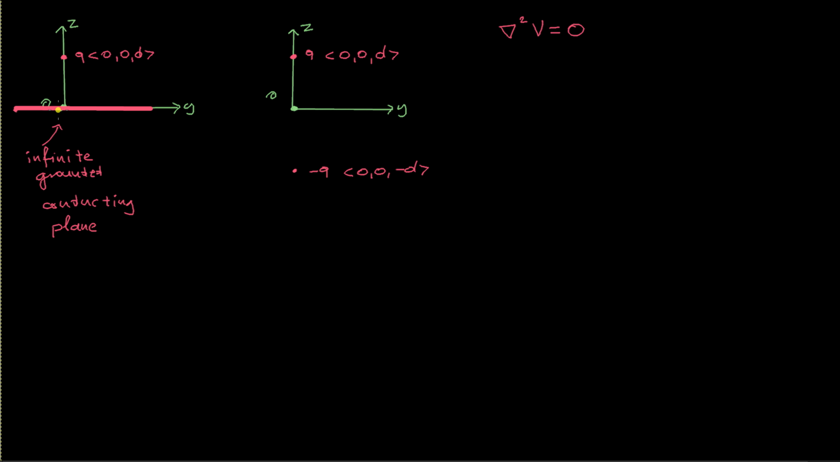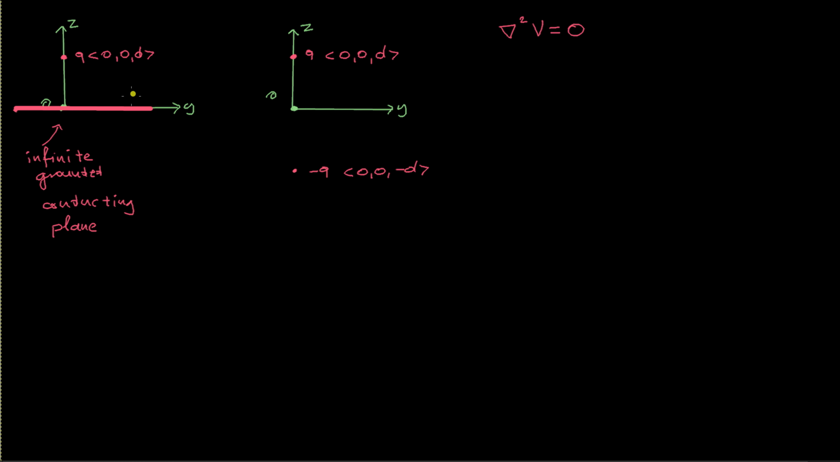Now on the z equals 0 plane, I have an infinite grounded conducting plane. Infinite, it extends everywhere on the xy plane. It is grounded, meaning the potential here is 0, and it is also a conducting plane. That means that I have mobile charges, probably mobile electrons, free to move anywhere on the plane.